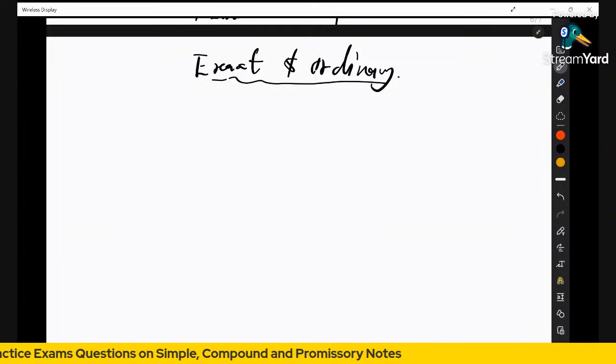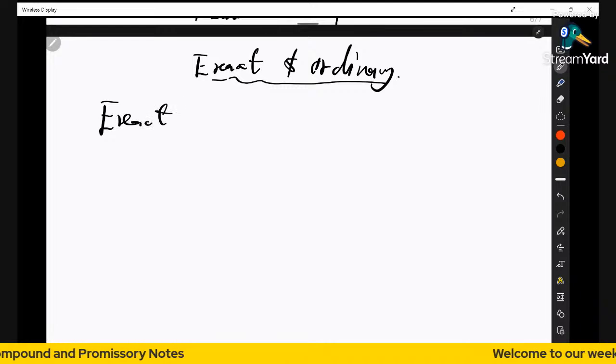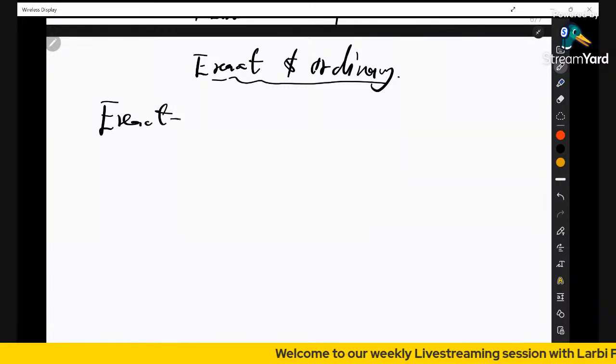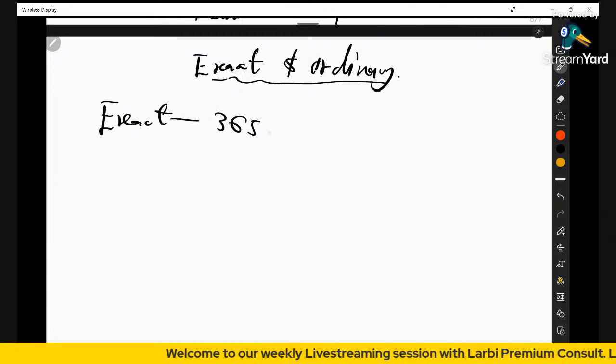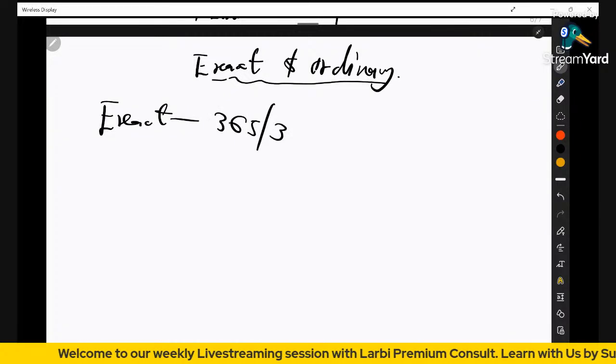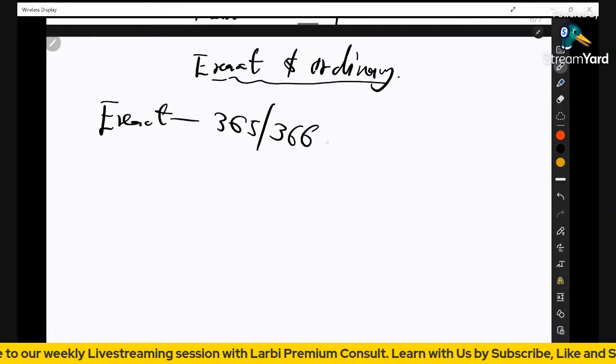So when we talk about the exact time, it is saying that when it comes to computation of simple interest, here I make use of 365 days, or I make use of 366 days if it is a leap year.